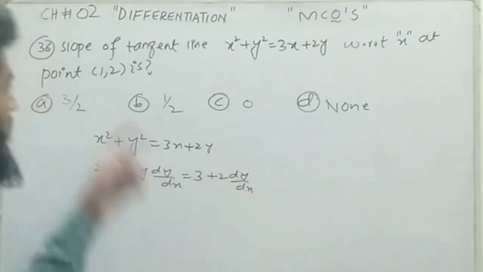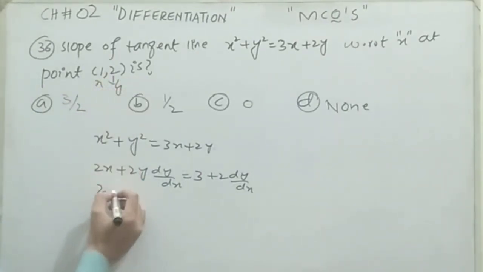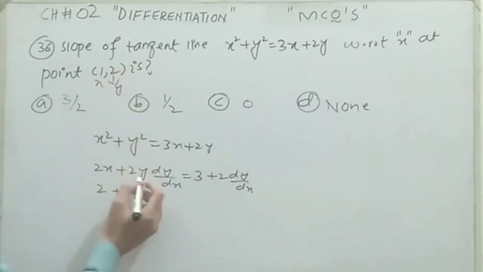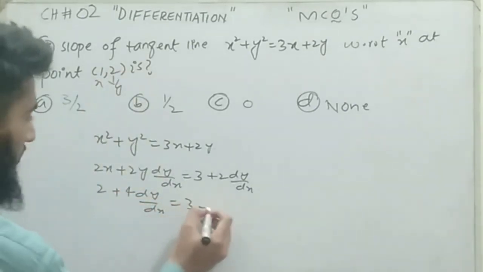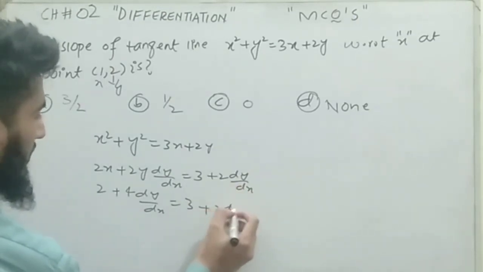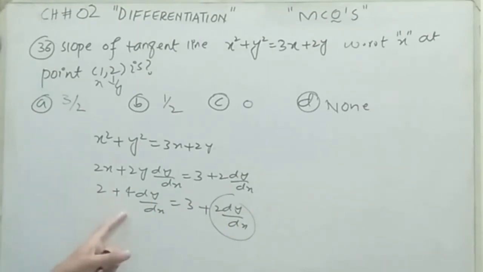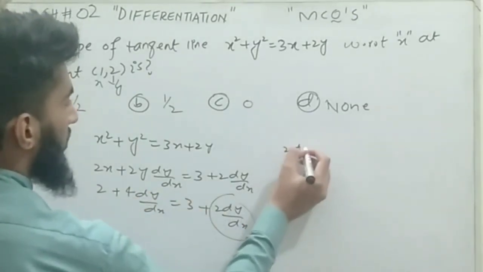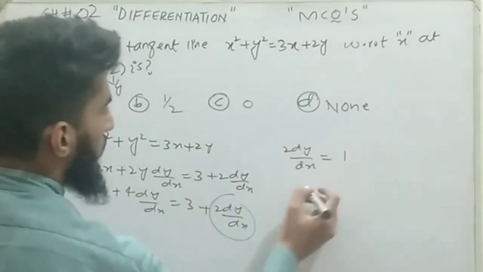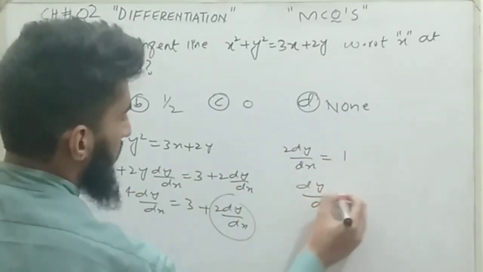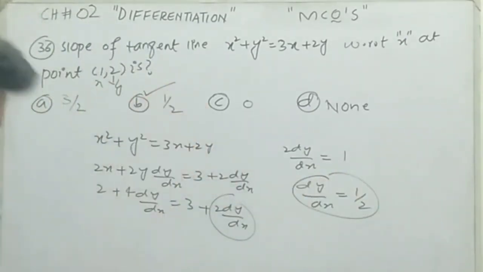So now put the values of x and y. x is 1 and y is 2. So 2 times x is 2, plus 2 times y, where y is 2, gives 2 multiplied by 2, which is 4. So 2 plus 4 dy by dx will be equal to 3 plus 2 dy by dx. Now shift 2 dy by dx to this side. So 4 dy by dx minus 2 dy by dx gives us 2 dy by dx, which equals 3 minus 2, which gives the value 1. So our dy by dx will be equal to 1 divided by 2. So the required answer is option B.